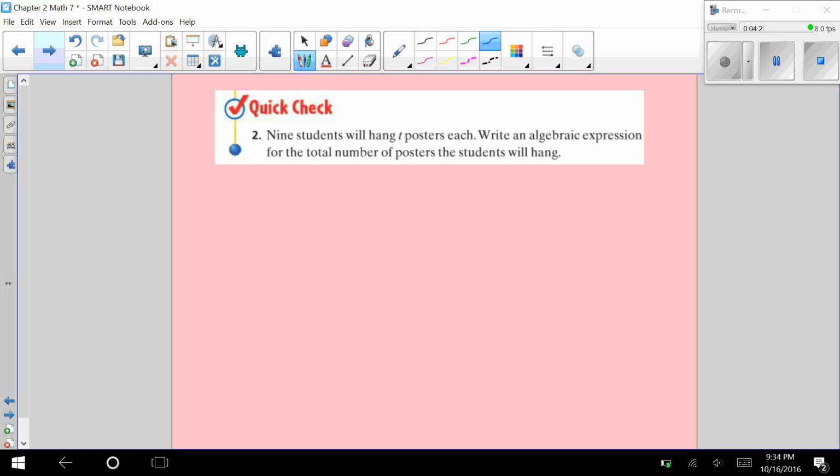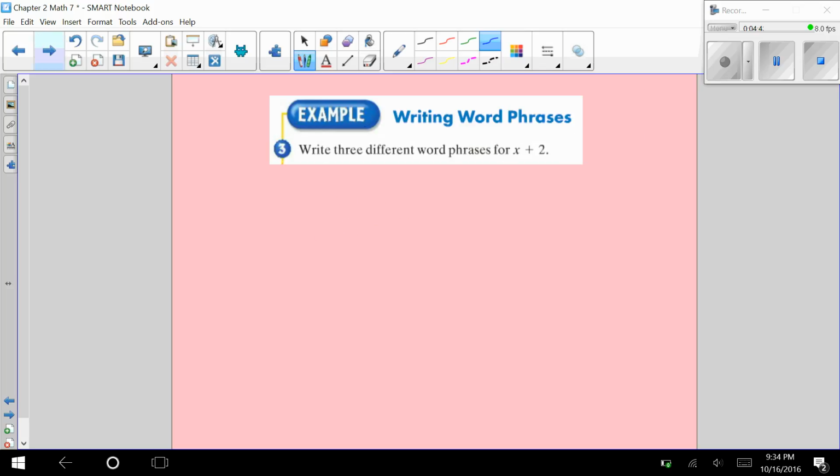Try this one. 9 students will hang T posters each. Write an algebraic expression for the total number of posters the students will hang. The key word here is each. Each person is doing that, which makes it multiplication. 9 times T, or 9T.